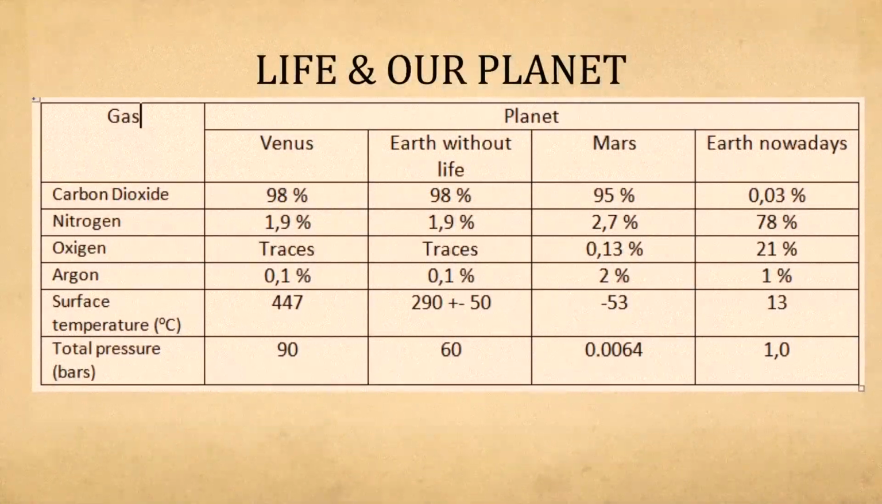Here's a really nice little picture of life and our planet. We have Venus, we have Earth without life, we have Mars, and we have Earth nowadays. And there's a whole bunch of things there on the left. This is carbon dioxide, nitrogen, oxygen, argon, surface temperature, and the total pressure. If you had an Earth without life, you would see that Earth and Venus would be pretty much the same.